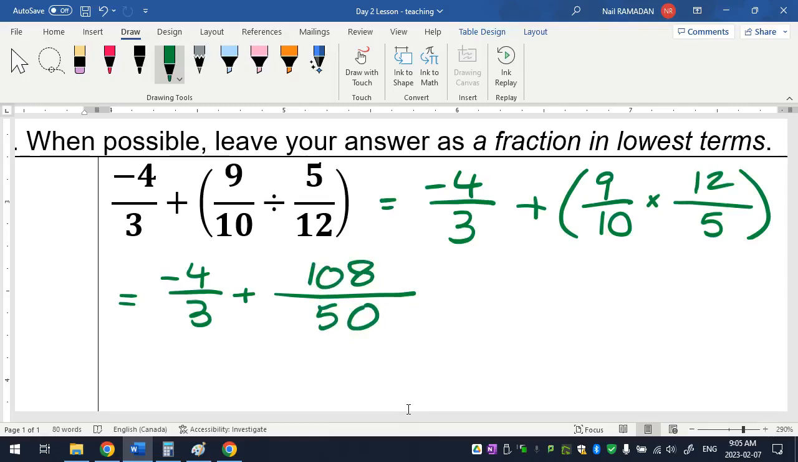Can someone tell me what am I doing with these two fractions? Am I multiplying or adding now? I'm adding. When you add, what do you have to make? Common denominators. Do you really want to make a common denominator with 3 and 50? Because what's the common denominator between 3 and 50? It will be 3 times 50. What's 3 times 50? 150. That's a small or a big number?